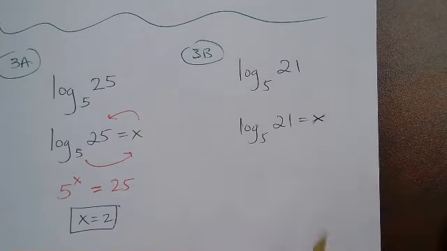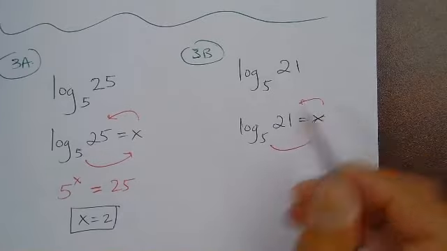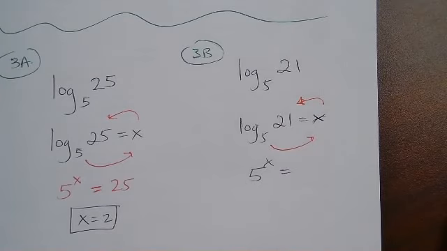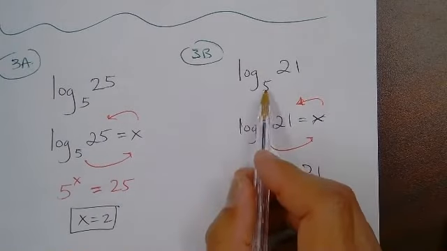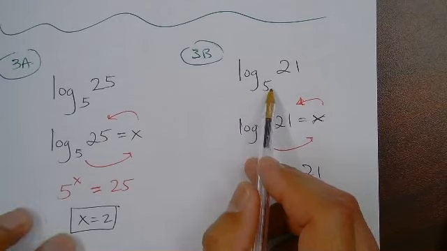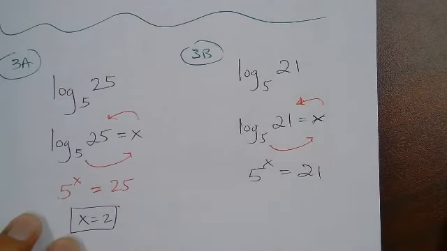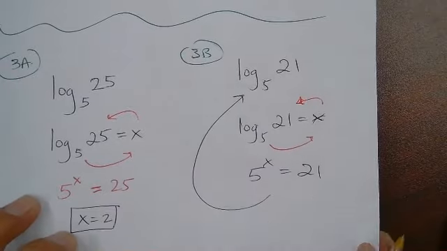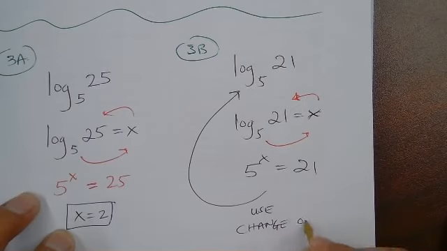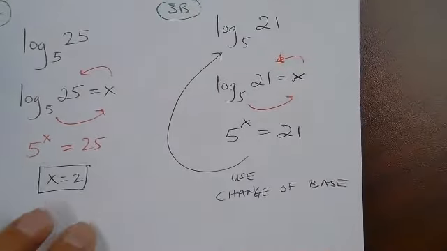You could put log 5 of 21 equals x, but do you guys agree that I'm going to get stuck here? Because 5 to a certain power, there's no way I can get 21. You guys see that? It's not going to happen. All right. So on a problem like this, where it's not going to work like this, you have to use the change of base formula.